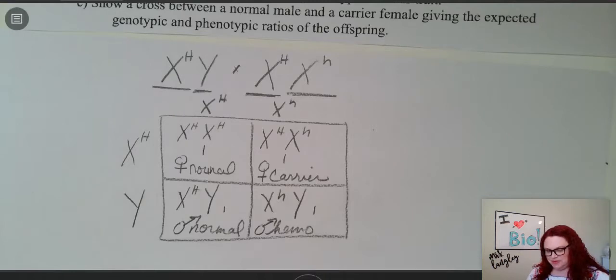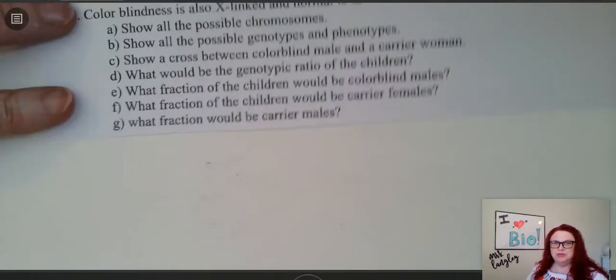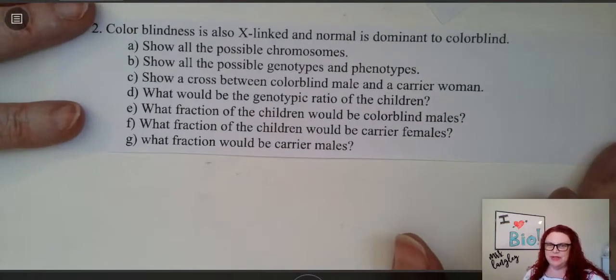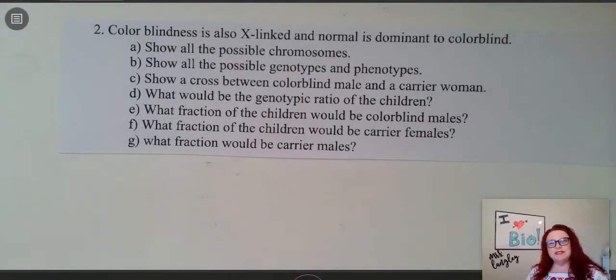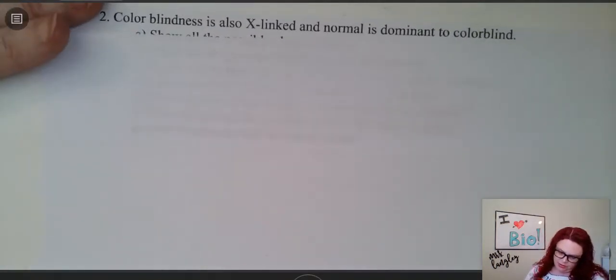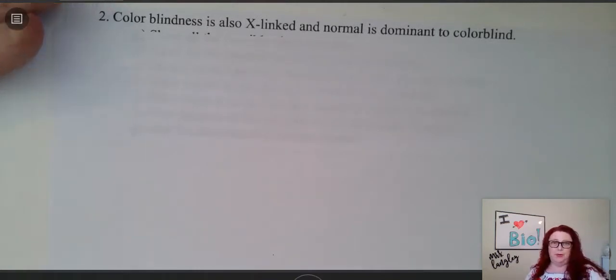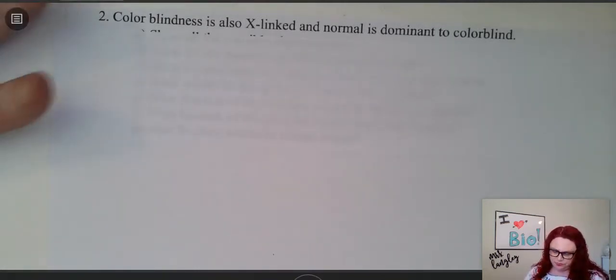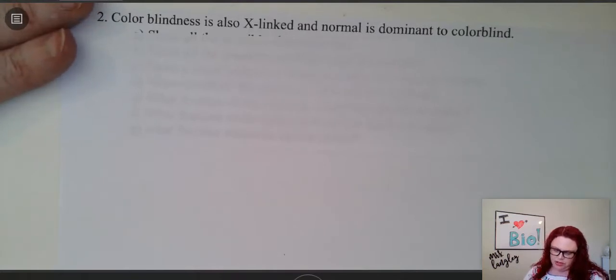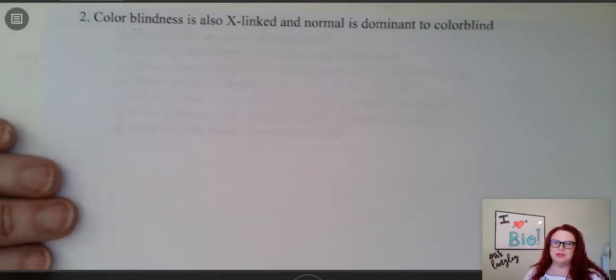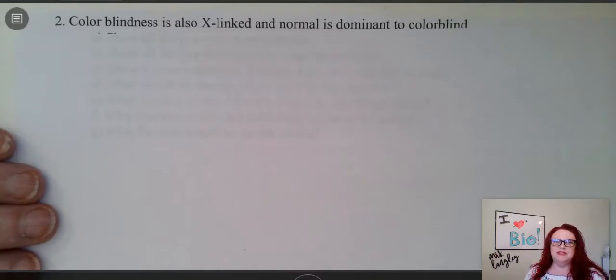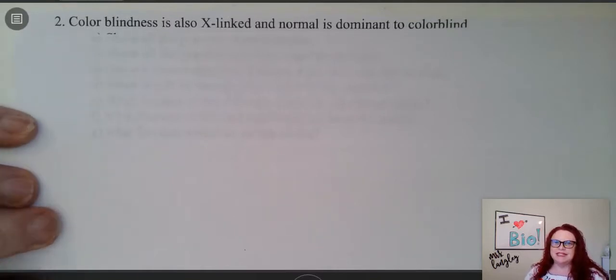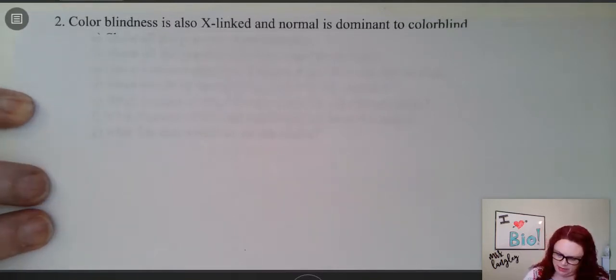Let's look at problem number 2. Problem number 2 is talking about color blindness. So again, we have an X-linked trait, but this time, instead of hemophilia, we're going to talk about color blindness. Now, there are different versions of color blindness. We have red-green color blindness. We have blue-yellow. We have total color blindness. On the X chromosome, we're going to look at red-green color blindness. That's the most common. Okay? So, color blindness is X-linked, and normal is dominant to colorblind.